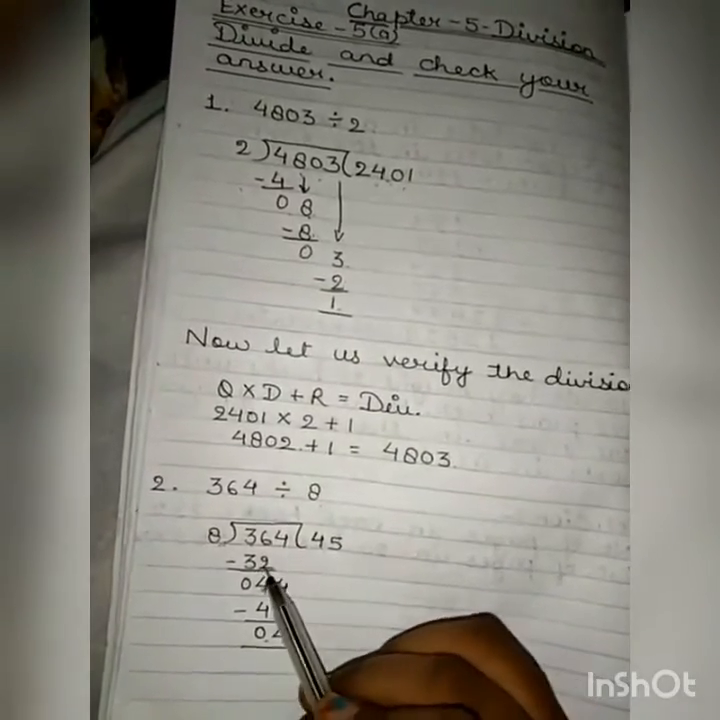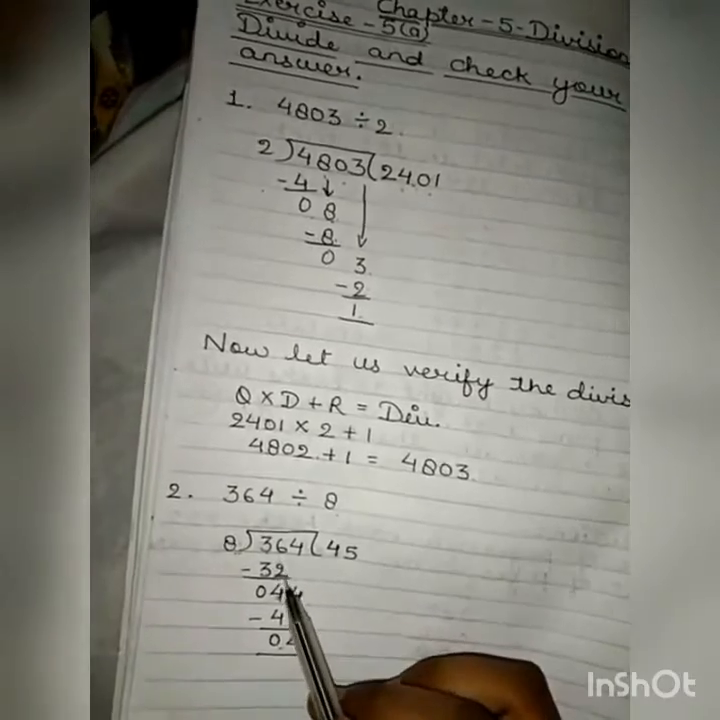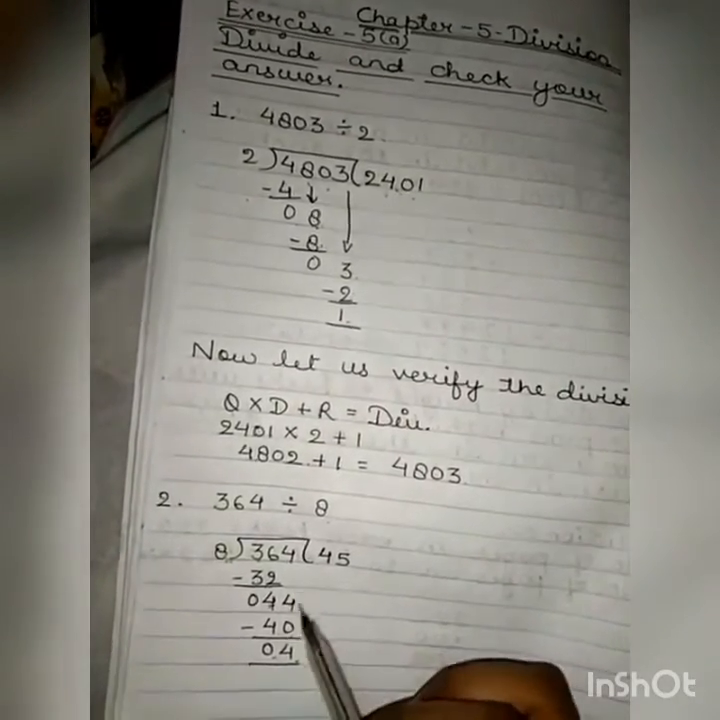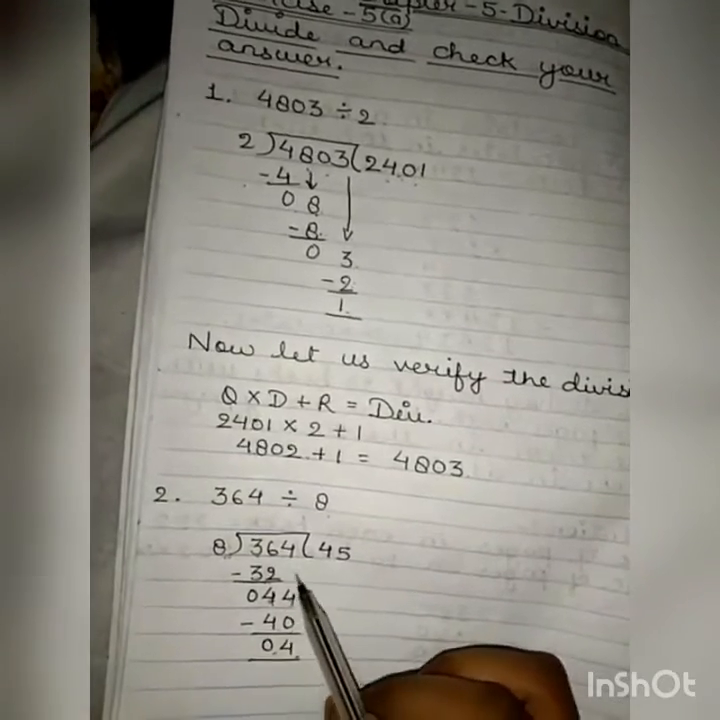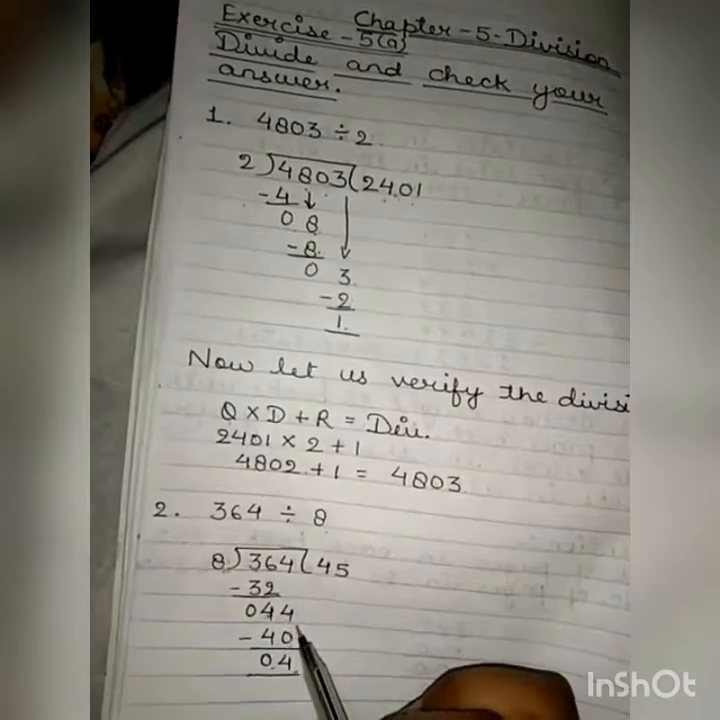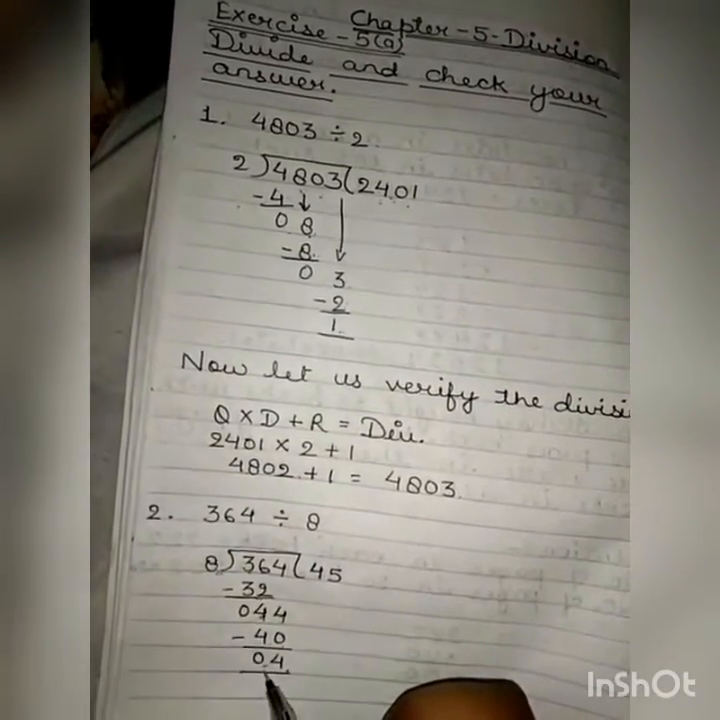8 4s are 32. It is nearest to 36. So 8 4s are 32. 6 minus 2 is 4. 3 minus 3 will be 0. Now we will copy 4 from here. It will become 44. Now 8 5s are 40. 40 is nearest to 44. Now 4 minus 0, 4. 4 minus 4 will be 0.